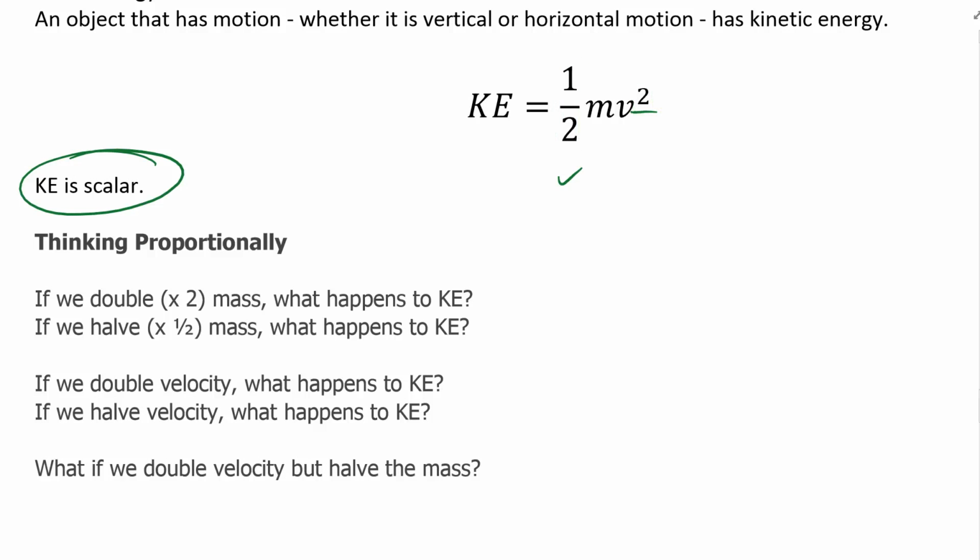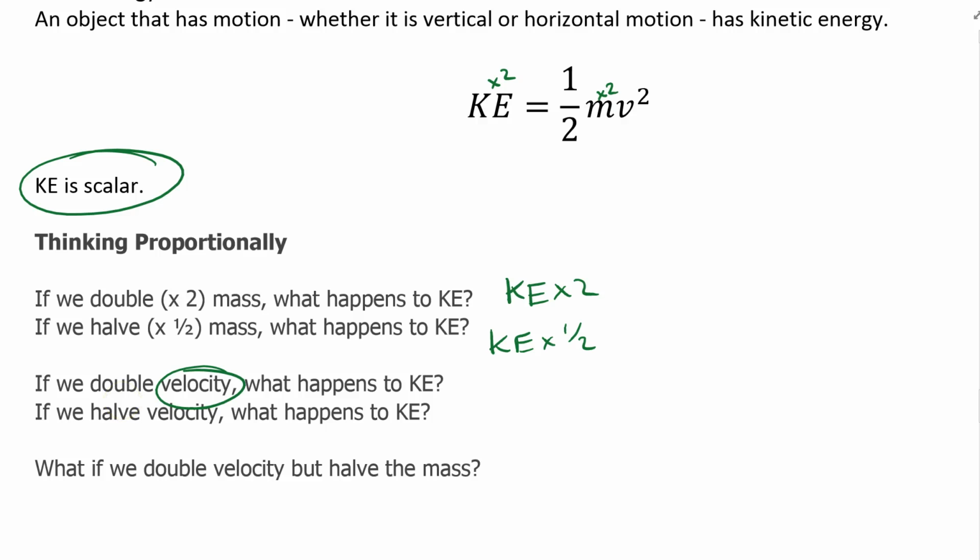So looking over here, if I was to change this mass and just double that, times it by 2, but keep everything else the same, then what's going to happen? My kinetic energy is going to get multiplied by 2. So the KE will be multiplied by 2. What if we halve the mass? Well, KE is going to get multiplied by a half.